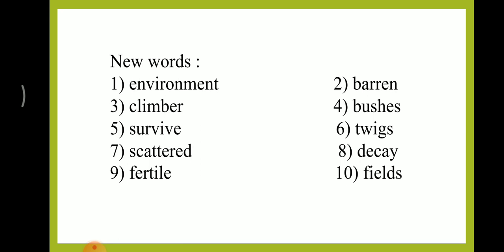Sixth, twigs, a small shoot with no leaves. 7. Scattered means spread widely. 8. Decay means decompose. 9. Fertile means to produce in great quantity. 10. Field, a land where crops are grown. Usually you call it as farms. So, children, let's start with the exercise now.